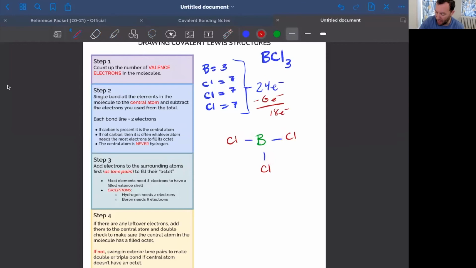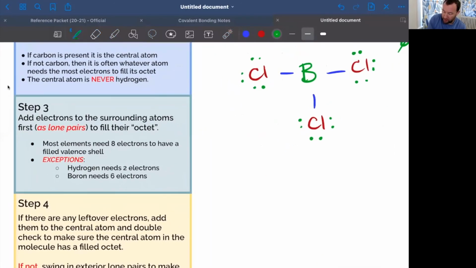Now we're going to add to the outside first. So we have 6 to fill that chlorine's octet, 6 to fill that chlorine's octet, and 6 to fill that chlorine's octet. Right? We've used 6 times 3 is 18. So we've used 18 electrons. We have no electrons left. We are out of electrons now. But here's the thing. One important thing. Boron only needs 6 electrons.